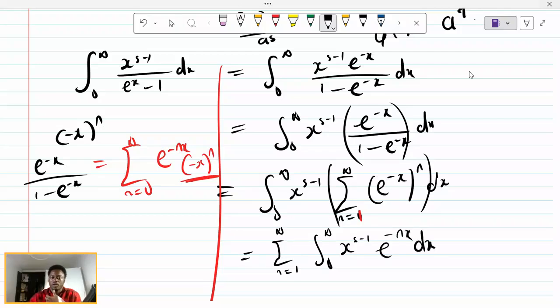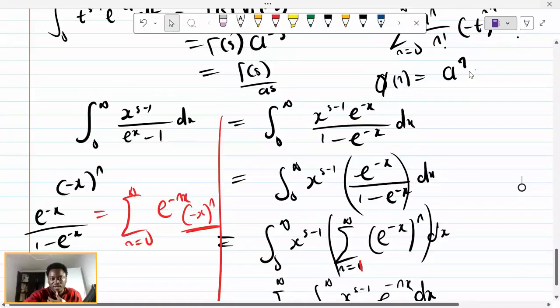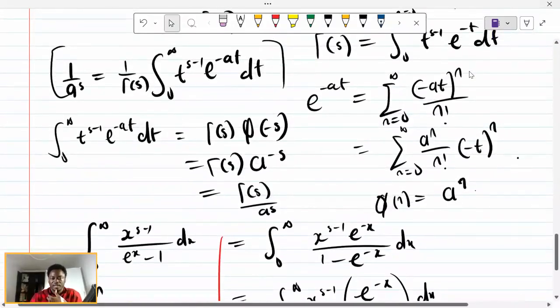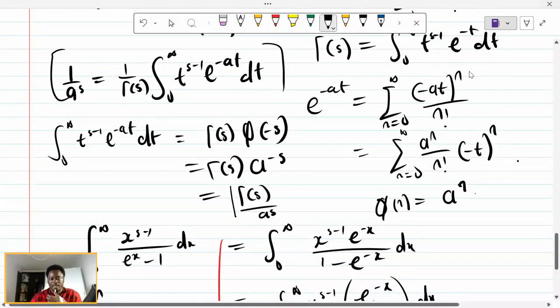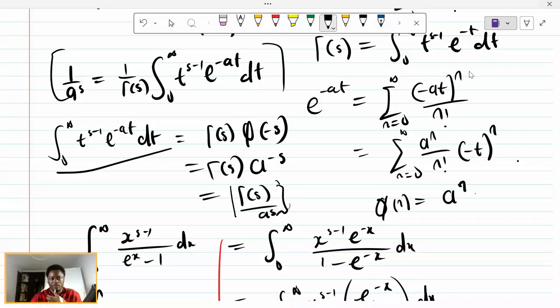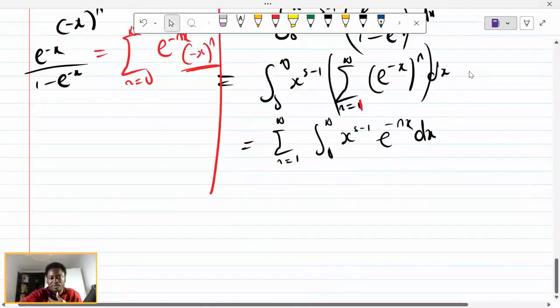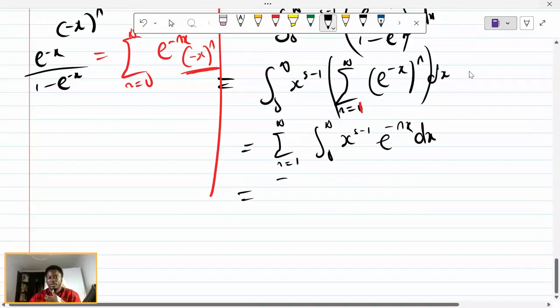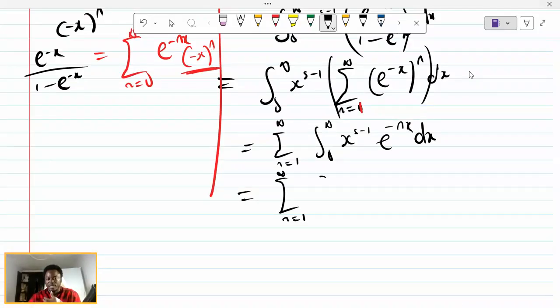Now, if you recall what we have just done so far, you can see here that this is gamma of s a to the s. You can see from this what we have done so far. So basically, this would be equal to the sum as n runs from 1 to infinity of gamma of s a to the n power.